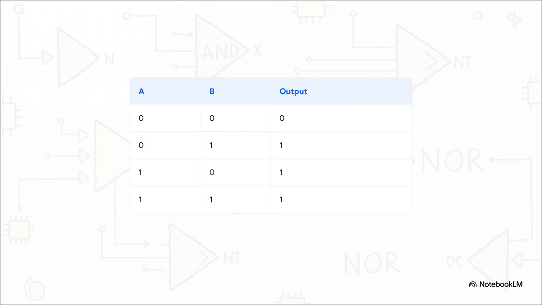And again, the truth table for the OR gate just makes it so obvious. Look at that. The only time you see a 0 in the output column is when both inputs are 0. If there's a 1 anywhere in the inputs, the output is always a 1.